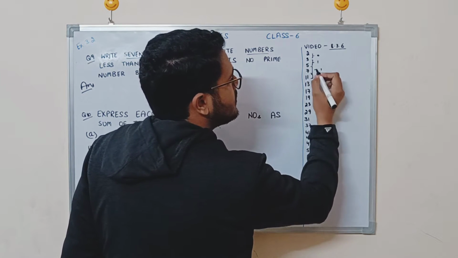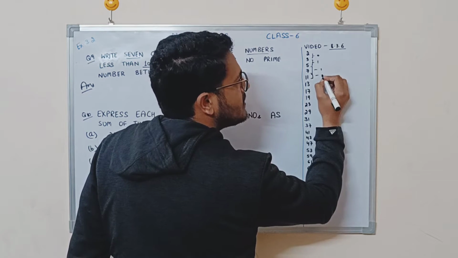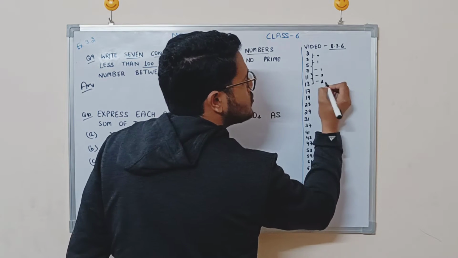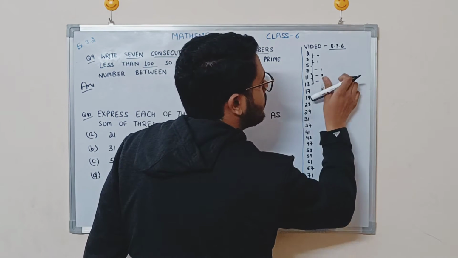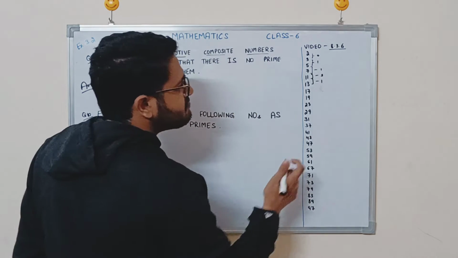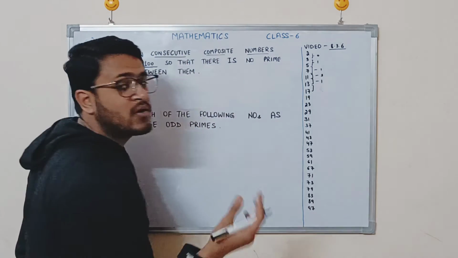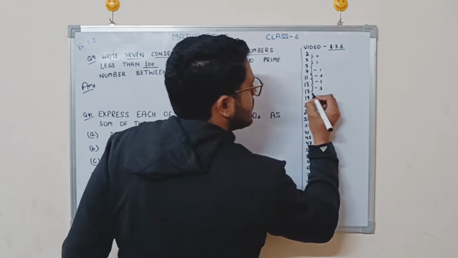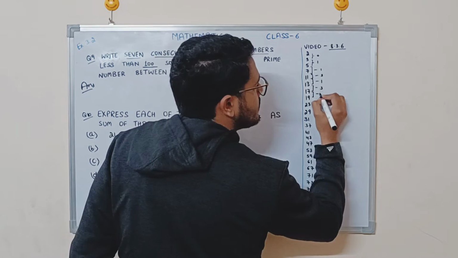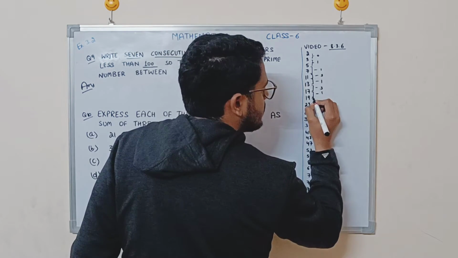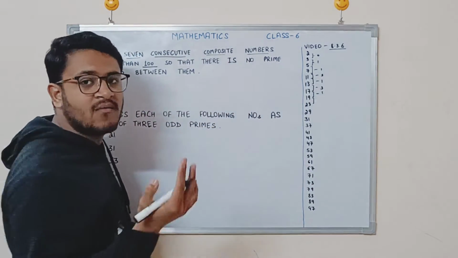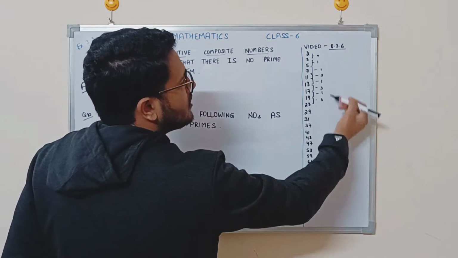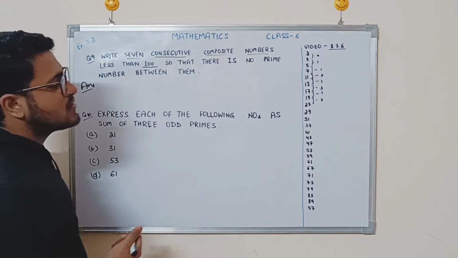From 7 and 11, 8, 9 and 10, 3 numbers. From 11 and 13 only 1, only 12 is the number, right? From 13 and 17 we have 14, 15 and 16, only 3 composite numbers. From 17 and 19 only 1, which is 18. From 19 to 23 we have 20, 21 and 22, only 3 composite numbers. So till now we are not getting any sequence of 7 composite numbers, right?